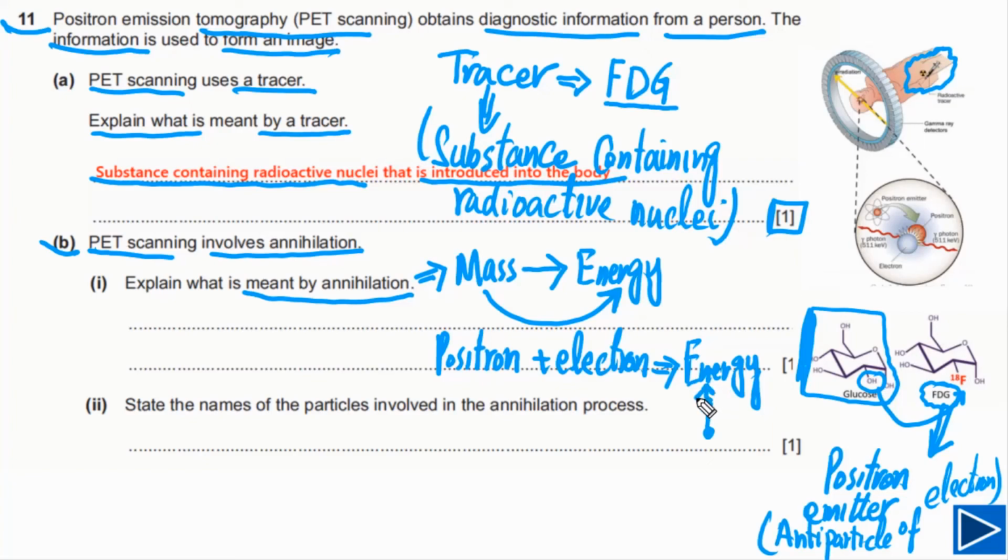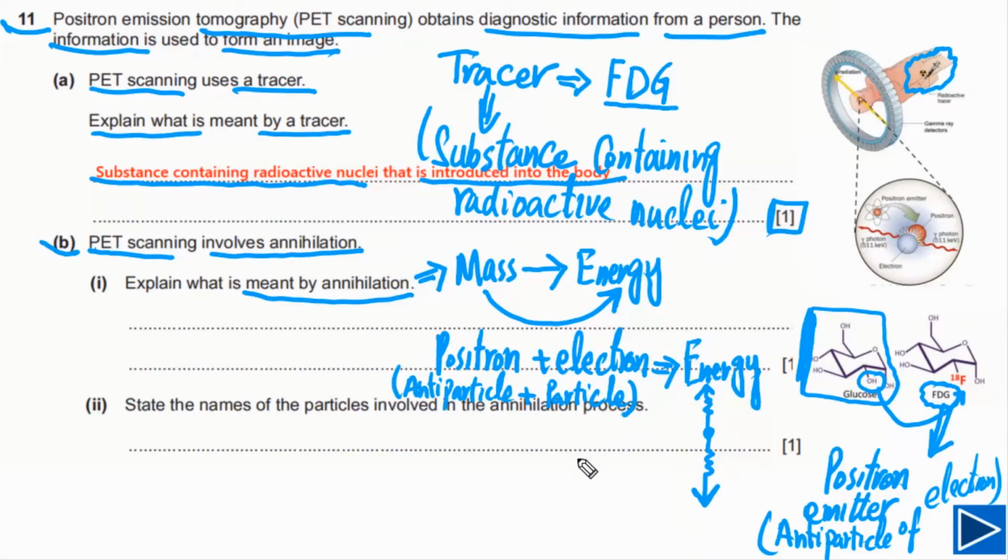So 2 gamma photons will be produced in this case, and these gamma photons have to move in opposite directions to conserve momentum. So this is what we need to understand about annihilation. When a particle and antiparticle interact with each other and are converted into energy, that process is called annihilation.